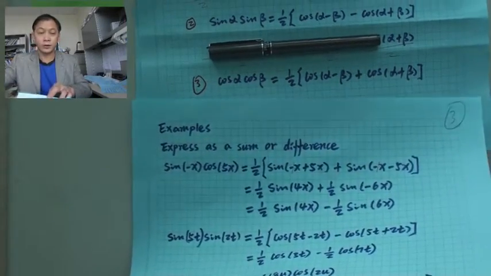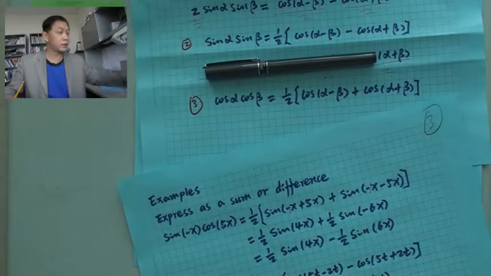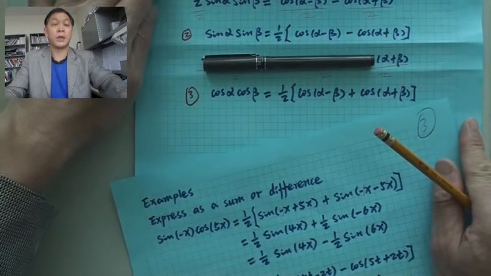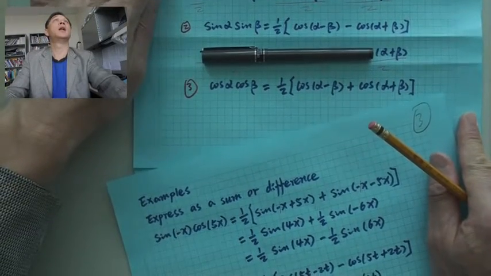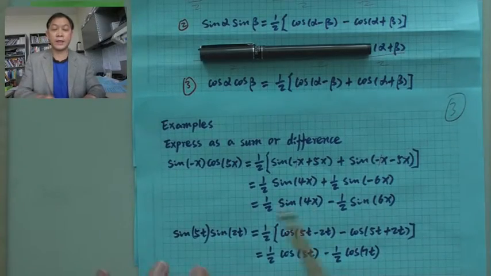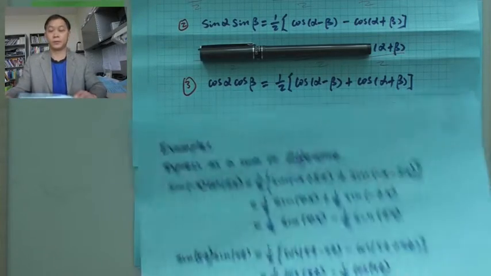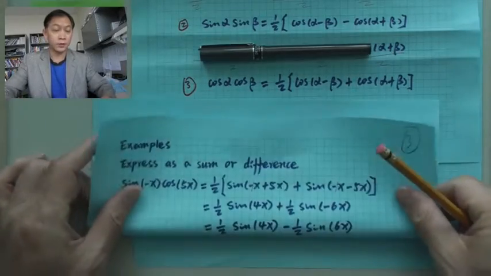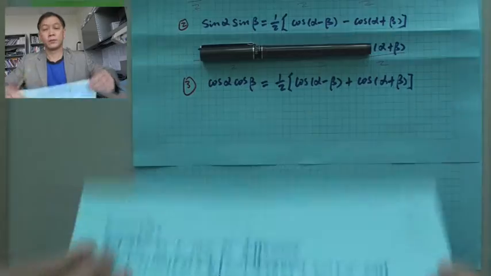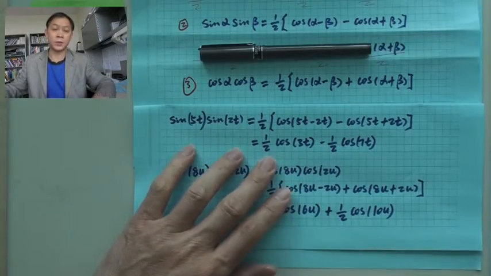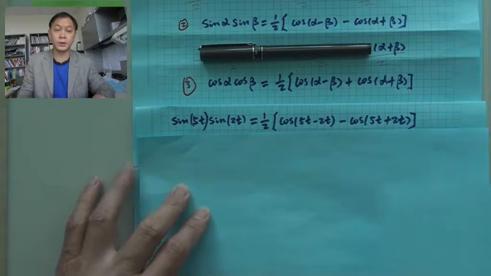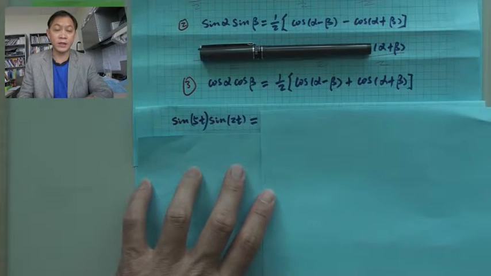Okay, so let me take this out. Alright, so here we have a formula 2 and formula 3. Previously I did this example for formula 1. Now I want to fold it. Now let's look at example 2. Example 2 is you are given sine, sine.